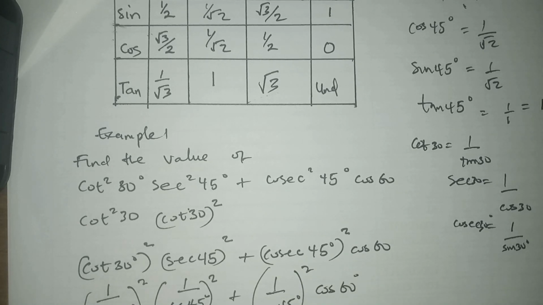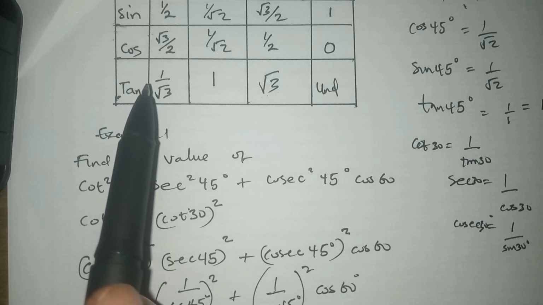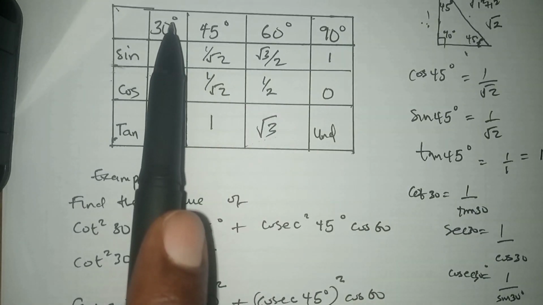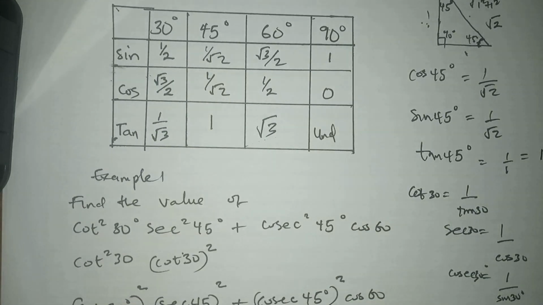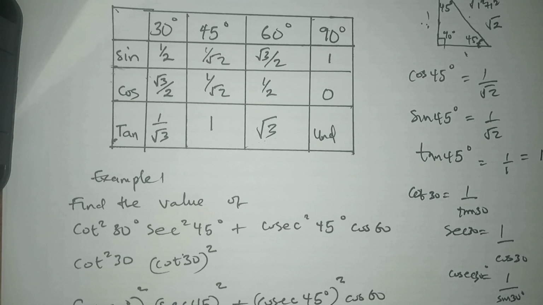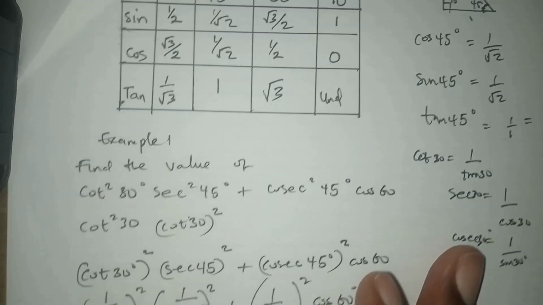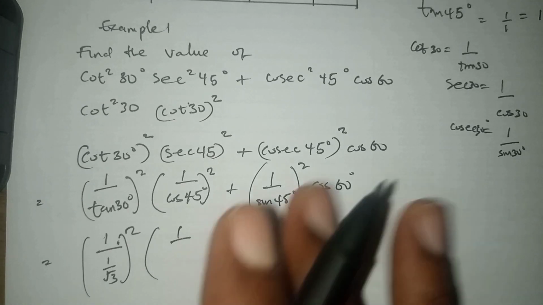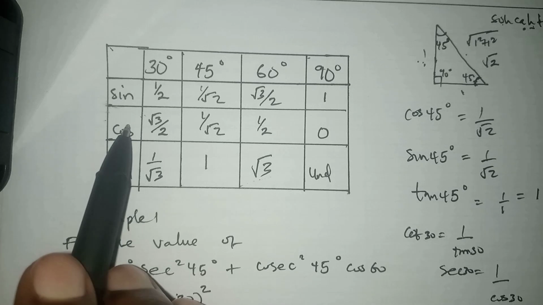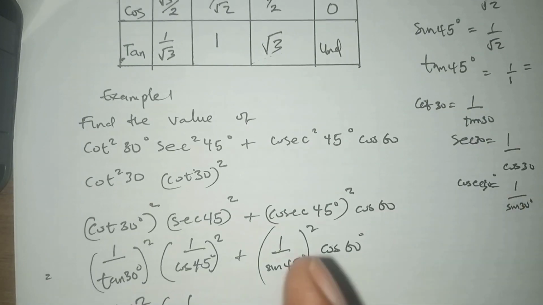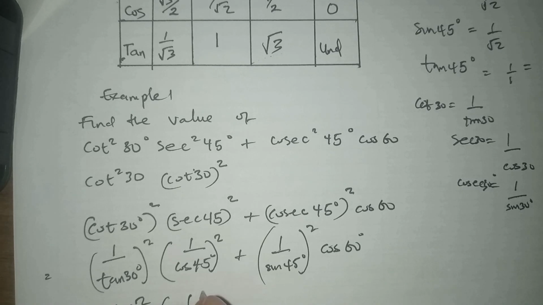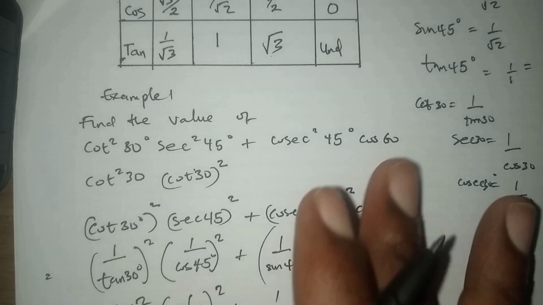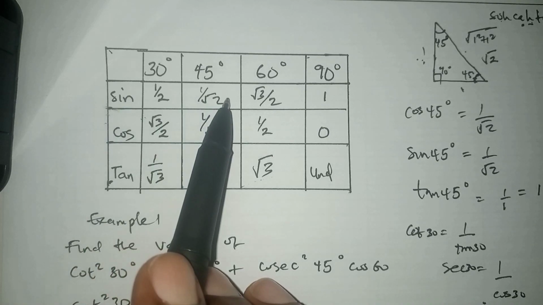All right, so now this is 1 over, what is tan 30? Tan 30 is 1 over root 3, everything all squared. I like to solve it step by step so that you understand. So this is 1 over, what's cos 45? Cos 45 is 1 over root 2, everything all squared, plus 1 over, what's sine 45? Sine 45 is 1 over root 2.